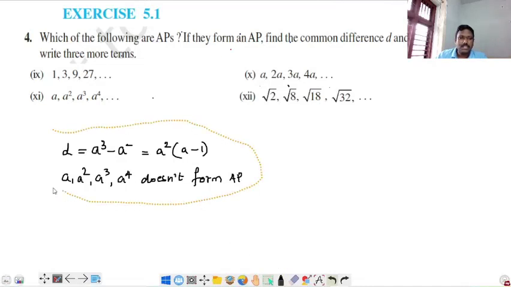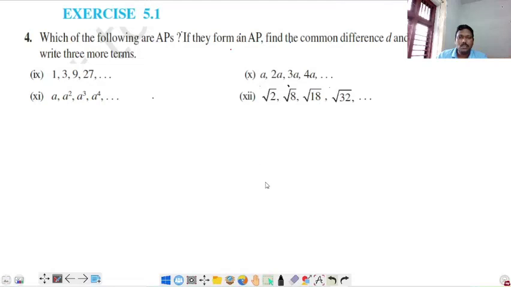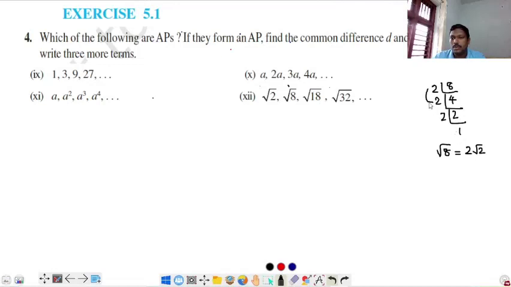Root 8 we can change like this. Root 8, we can prime factorize. Divide 8 by 2, you will get 4. Again by 2 you will get 2. Again dividing by 2 you will get 1. So you can write root 8 as 2 root 2, because these two have a pair, so one can be written outside, and the remaining 2 doesn't have a pair, so it stays in the root. So 2 root 2.